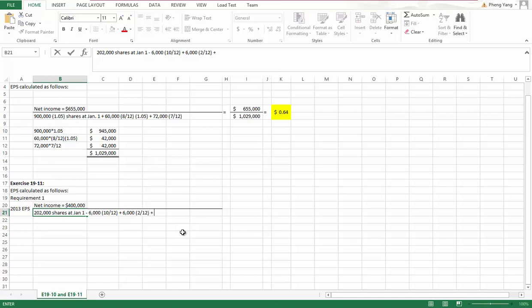And we also have to take into consideration the 24,000 shares that were issued on November 30th, which is only 1 month outstanding. New shares. Okay, I'm going to go in here and do Treasury stock. Let me do this. There we go.